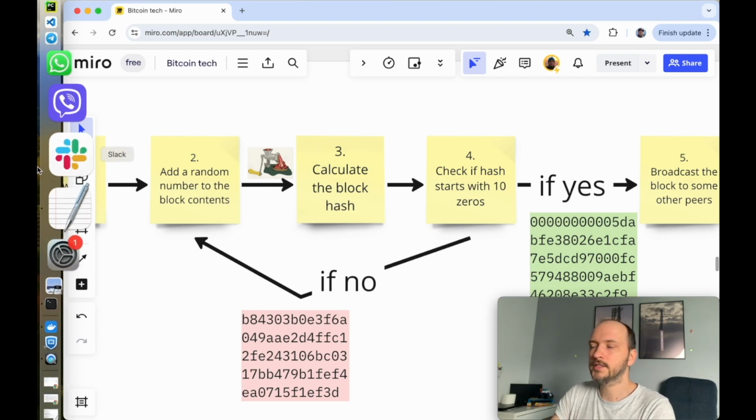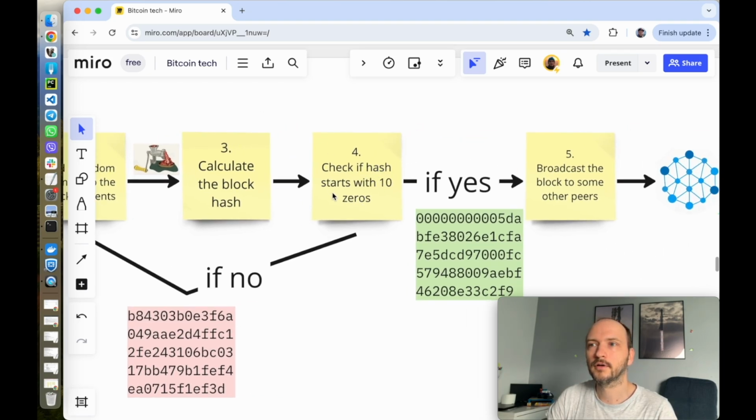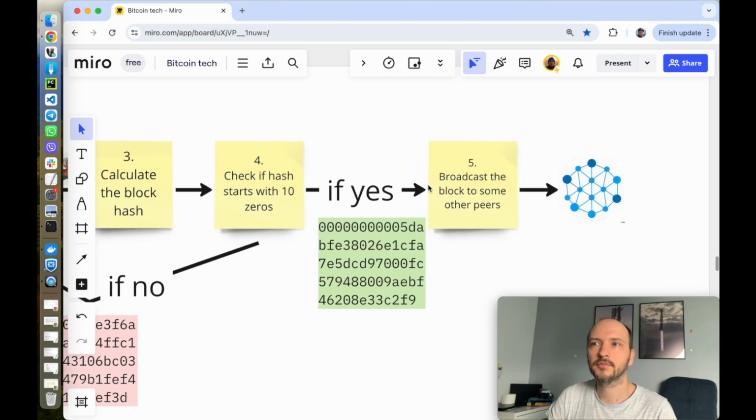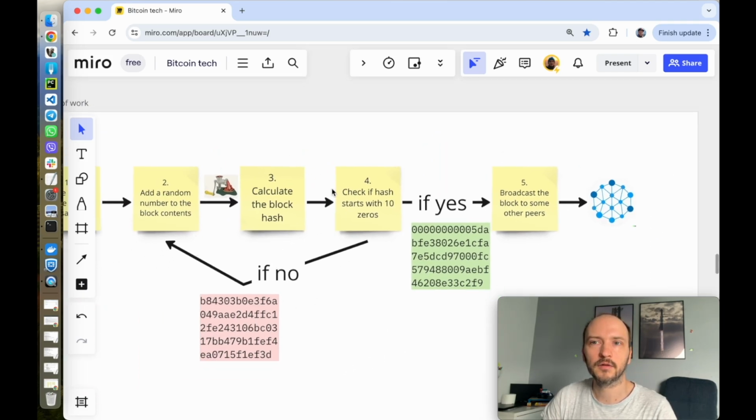When you hear about ASICs or video cards that miners do their work on, they do this thing in a loop. They just modify the random number and calculate the hash, over and over again, billions of times. And if, luckily, the hash starts with 10 zeros, then the miner just broadcasts this block to other peers using this network or net pattern that we already reviewed. That's it. That's proof of work. So the work is that the miner has done all this job finding the proper random number.